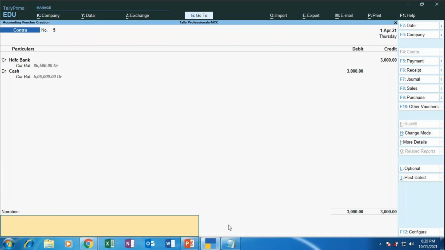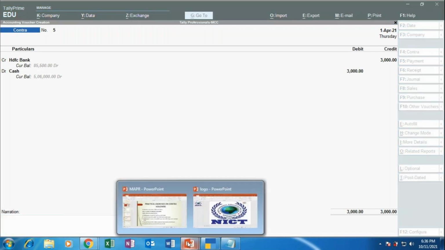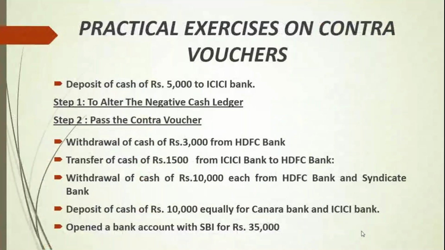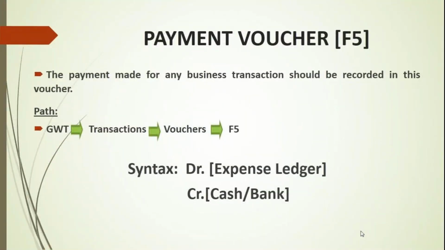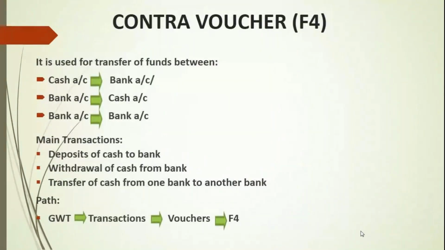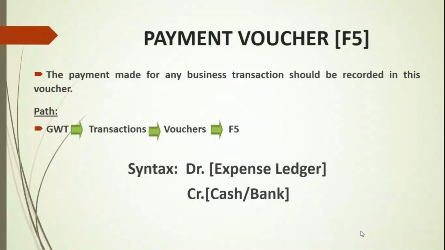So let's move on to the next set of vouchers in Tally, that is payment vouchers. Yes. So we move to the next new set of discussion, payment voucher. Now, what is the functional key for a contra voucher? It was F4, right? It is F4. Now we are moving to the payment voucher, that is F5. So F5 becomes the payment voucher.